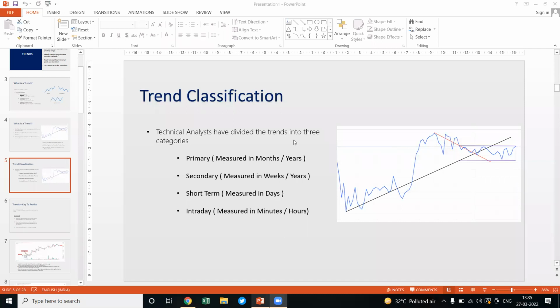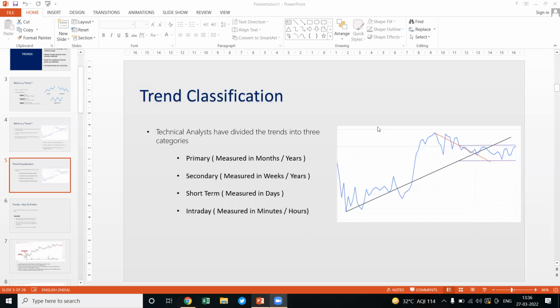So it is very important to know which time frame you should pay attention to. If you are an investment person, you look at the monthly and the weekly chart. But if you are a day trader, or someone who does swing trades or BTST trades, you have to look at the short term trend that is measured in days.